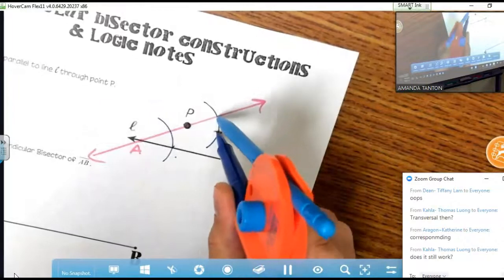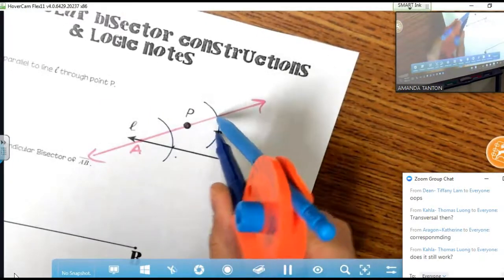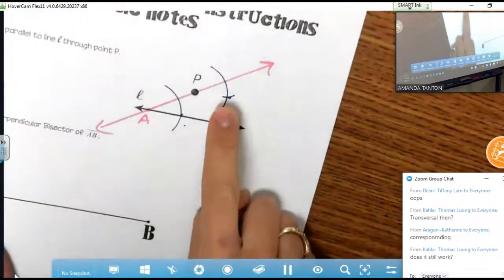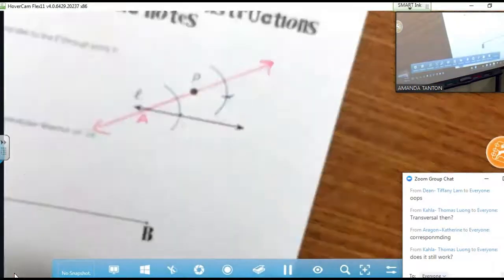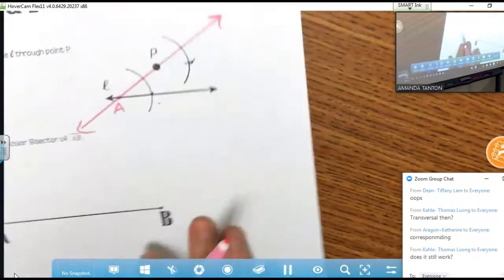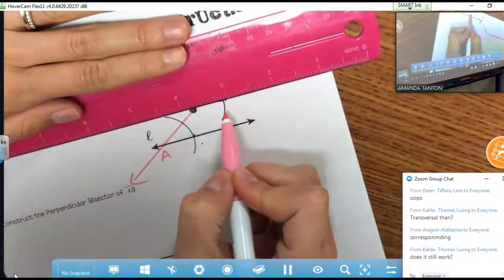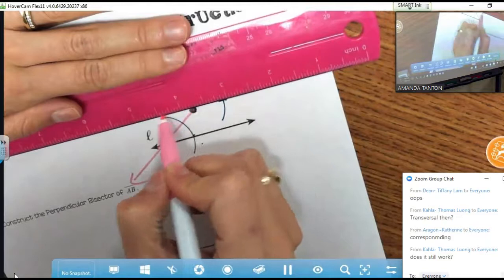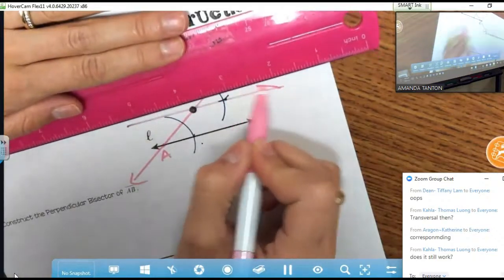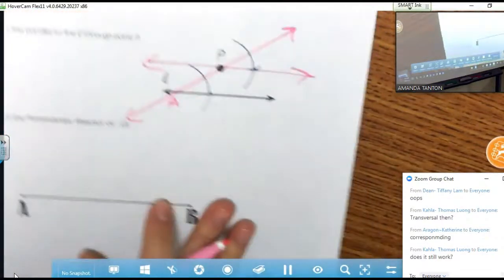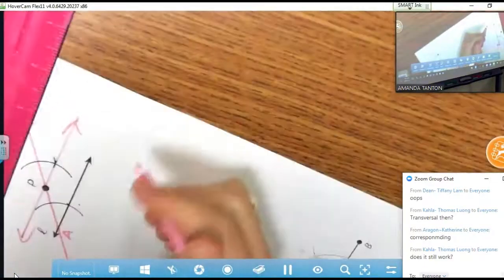And I can make an arc going this way. And that intersection right there is where my new line needs to go through. That's the bottom of my angle. So that's where my new line needs to go. Mine's not perfect because that dot is so big, but pretty much we got ourselves some parallel lines.